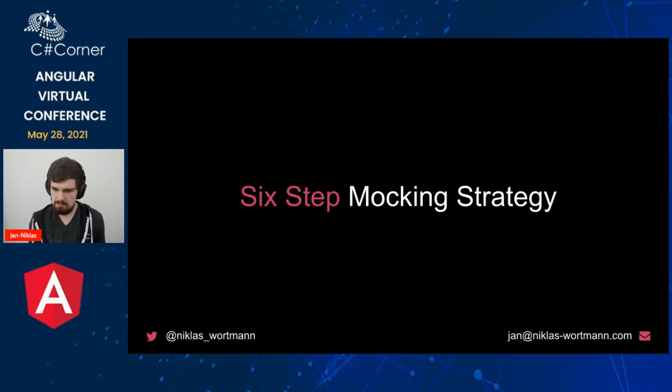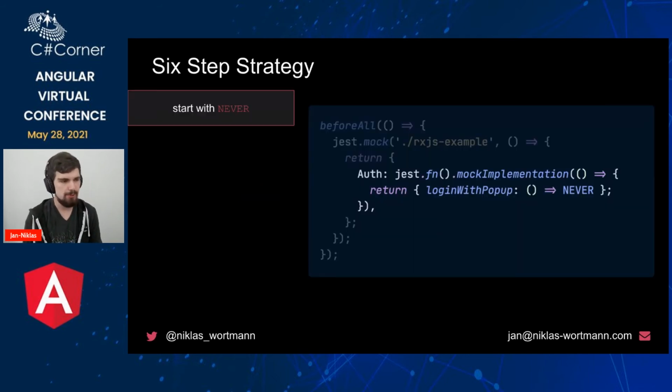I want to introduce you to the 6-step mocking strategy. This is not a patent or anything. This is a name that I came up with, so feel free to reuse it. But when I start mocking something, doesn't matter if it's in an Angular application, React, whatever, when I have an observable, I usually start with mocking it by returning never. So I use never instead.